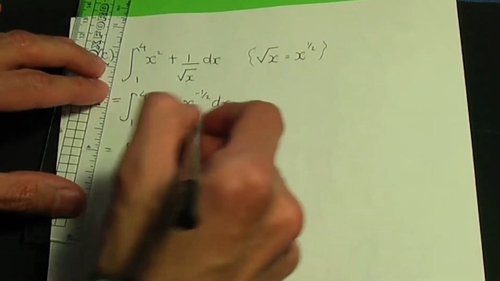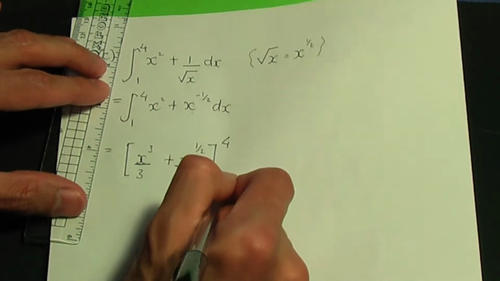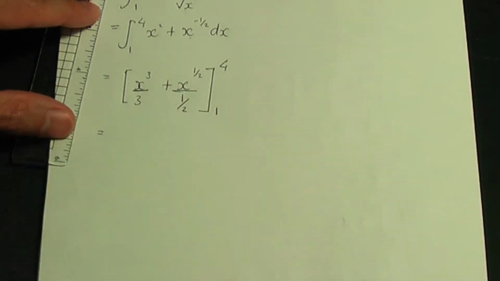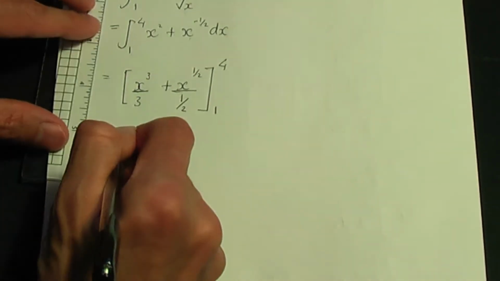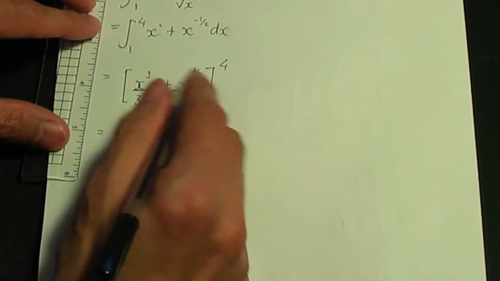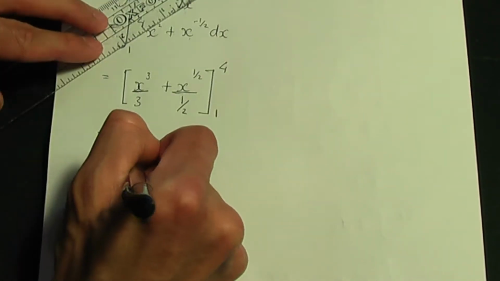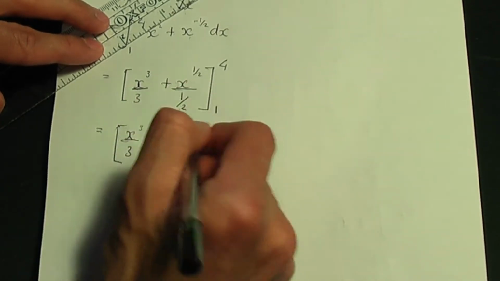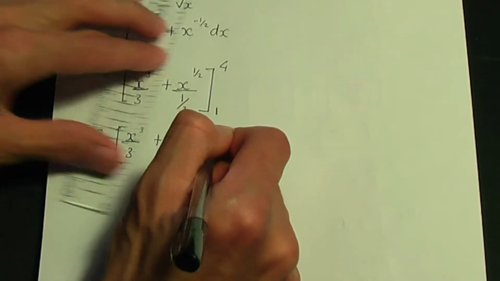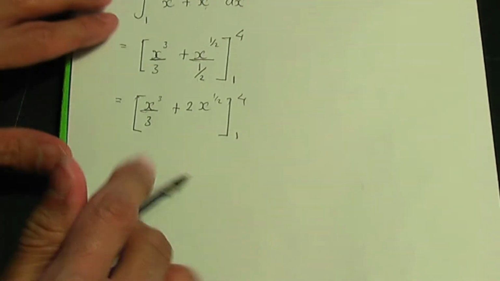So the upper limit is 4, so write that over here. Lower limit is 1, write that over here. So what needs to be done is, let's substitute in the limits. But before I substitute in the limits, let me simplify this integral function. So x cubed over 3 plus 1 over half is the same as 2, x to the power half, between the limits 4 and 1.